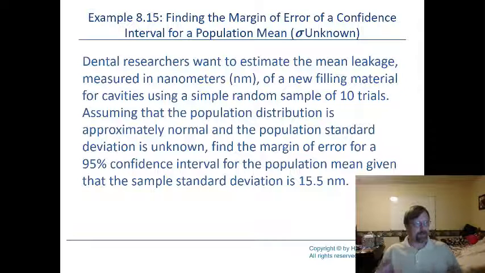if we've got some dental researchers who are trying to estimate filling material leakage in nanometers for cavities using a simple random sample of 10 trials. We're going to assume the population distribution is approximately normal, and we don't know the population standard deviation. We want a 95% confidence interval for the population mean, and we have the sample standard deviation as 15.5 nanometers.